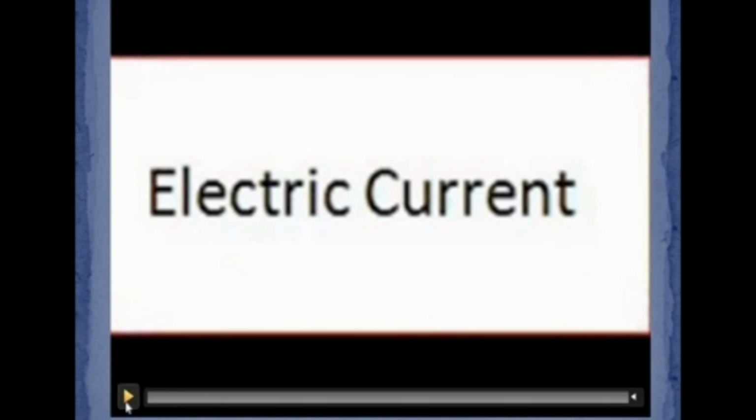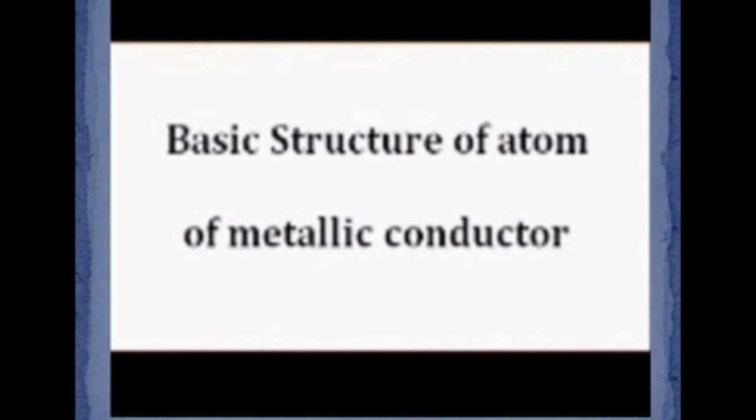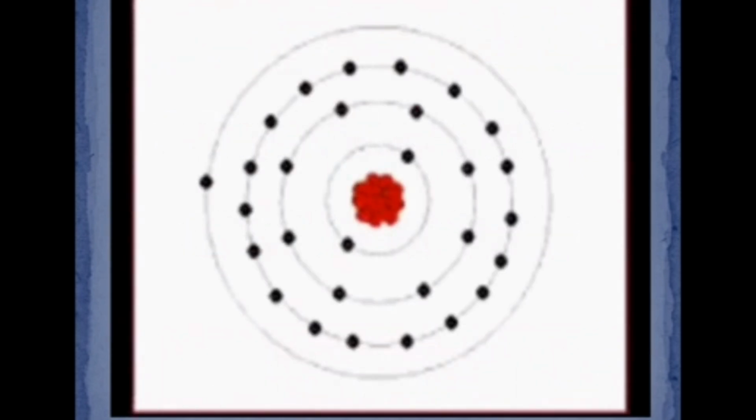Now we will see what electric current is. Take the basic structure of a metallic conductor. Any conductor definitely has a large number of free electrons. Free electrons are the electrons in the outermost orbital, far away from the nucleus, so they are loosely bound to the nucleus. Other electrons are tightly bound and won't come out. The electron in the outermost orbital, loosely attached to the nucleus, is called a free electron.